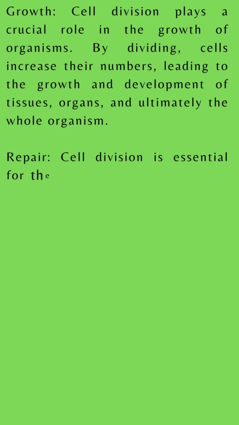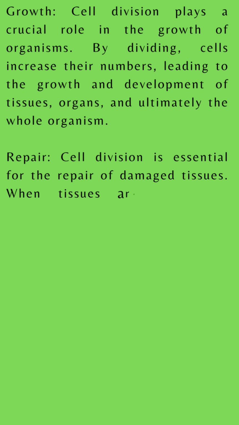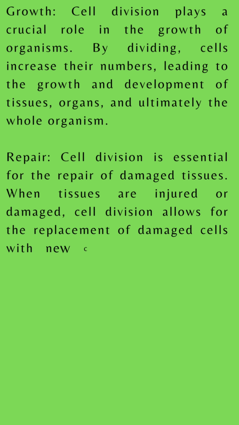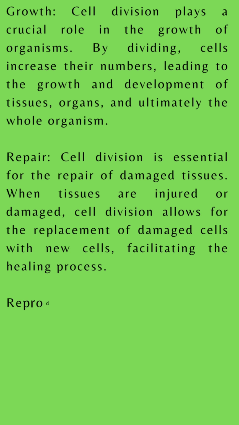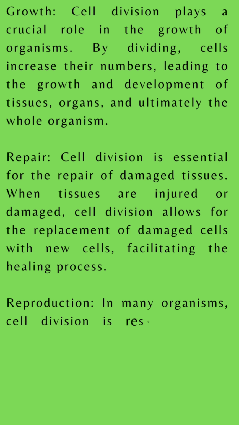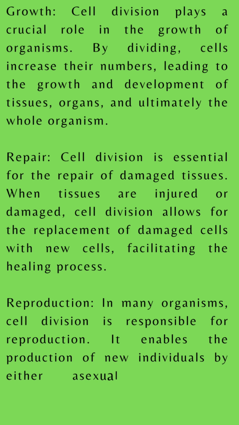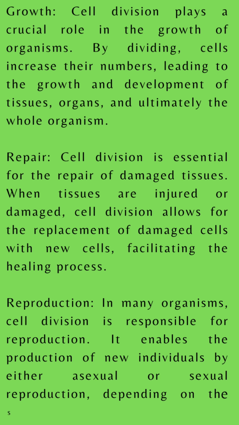Repair. Cell division is essential for the repair of damaged tissues. When tissues are injured or damaged, cell division allows for the replacement of damaged cells with new cells, facilitating the healing process. Reproduction. In many organisms, cell division is responsible for reproduction. It enables the production of new individuals by either asexual or sexual reproduction, depending on the species.